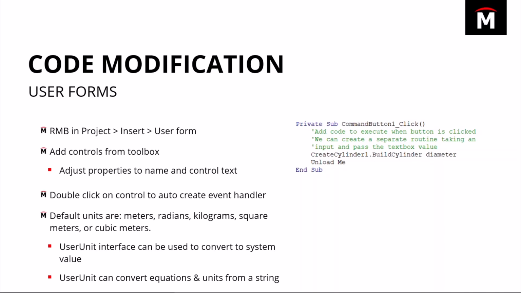Also want to note, since we are putting in dimensional values here, that all dimensions within the API use meters, radians, kilograms, or square and cubic meters. And so if we're working within inches or millimeters, we do need to convert those inputs to the system units. The user unit interface can do those conversions for us, both from or to the user unit or the system unit. And we can also convert string data that include equations or units within them into actual dimensional values.